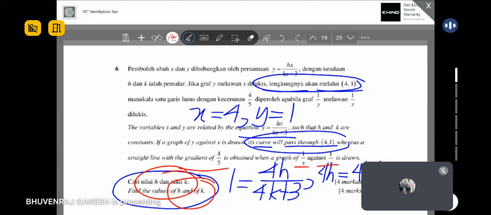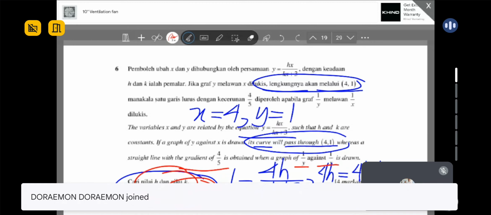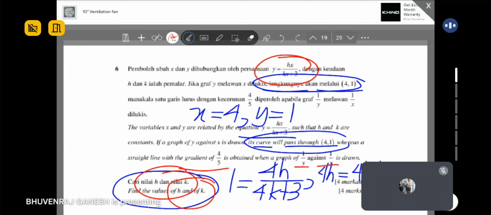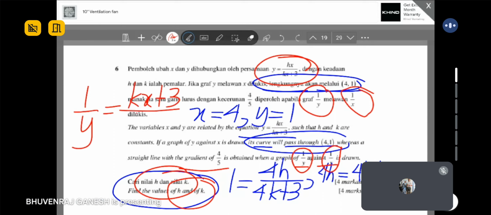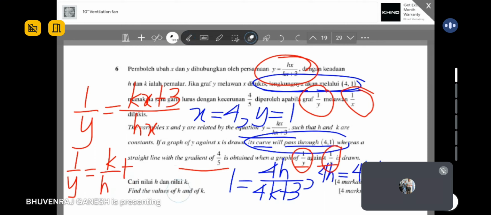1 over y against 1 over x. So this one is linear law. You have to convert the curve, or non-linear equation, to a linear equation. How to convert? You follow the axes that they want to plot. So you want 1 over y. So 1 over y equals kx plus 3 over hx. So 1 over y equals k over h plus 3 over hx.